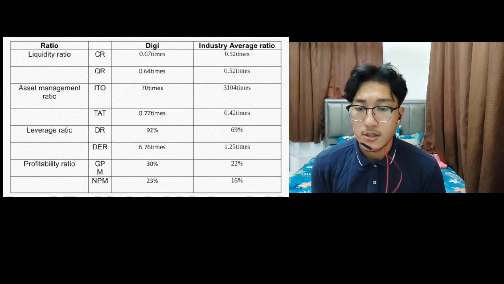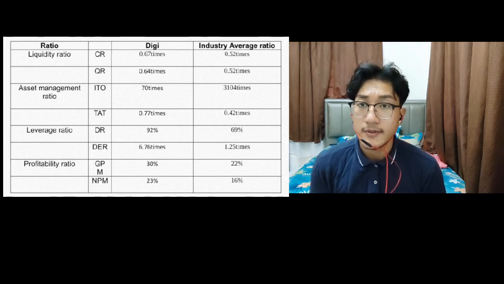Using ratio analysis, we were able to determine that the performance between Digi and Maxis is experiencing a very big difference. This was discovered despite the fact that both companies are experiencing similar levels of success.